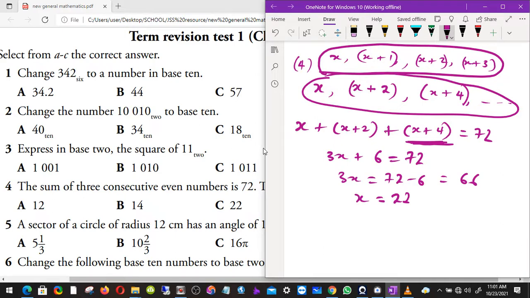So x is 22, but we are not looking for x. They are asking for the highest number. I don't know why it's difficult to look up and look at what I'm explaining. So the highest number becomes what? 22 plus 4, which is what? 26. So the highest number is 26. So let's just list the numbers. What's the first number? The first number is x, which is 22. The next one? x plus 2, which is 24. Then the next one? 26. So you can see that the highest is 26. Solve if you didn't get it.